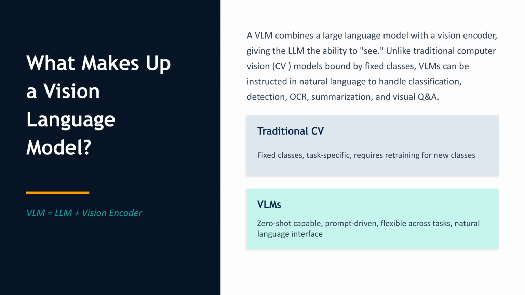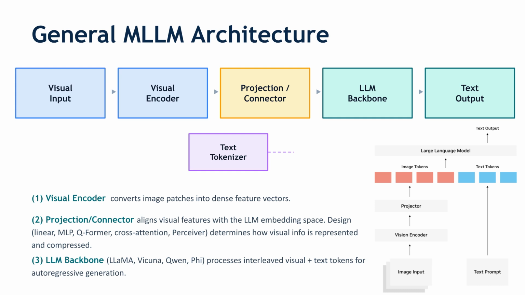Because the output interface is natural language, you can instruct a VLM to handle classification, detection, OCR, summarization, visual question answering, and countless other tasks, all through text prompts. This means VLMs are zero-shot capable and prompt-driven. You do not need task-specific training data. You simply describe what you want in natural language, and the model leverages its joint vision language understanding to respond. This flexibility is what makes VLMs so powerful, and why they are rapidly becoming the default approach for visual understanding tasks.